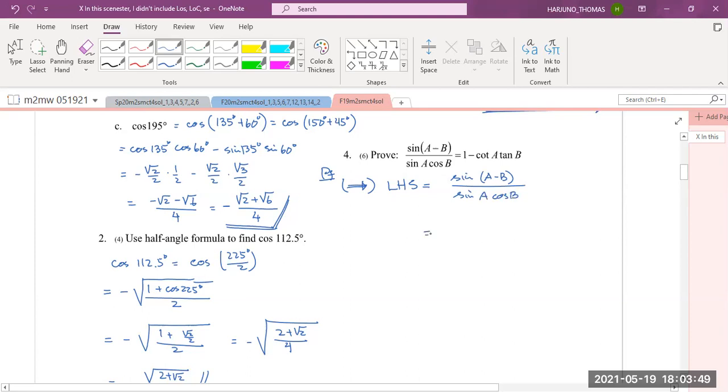Okay, and this will be on the top. I will have sine A cosine B minus cosine A sine B. Now separate these two terms.